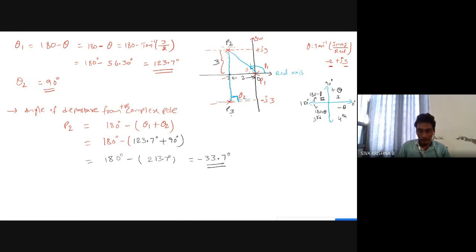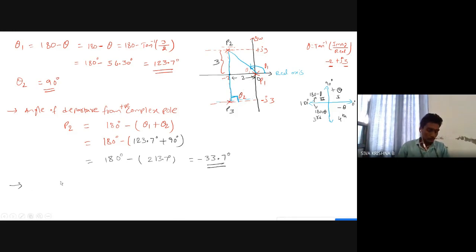If you want to find the negative complex pole angles, that is the angle of departure from the negative complex pole, whatever you got from the positive complex pole, just take the opposite of that degree. That is negative here for the positive complex pole. Similarly, for the negative complex pole you will get a positive value, because you will take the angle like this and the angle like this. This is the same angle, right? And from this to this you have to find. Both will be the same.